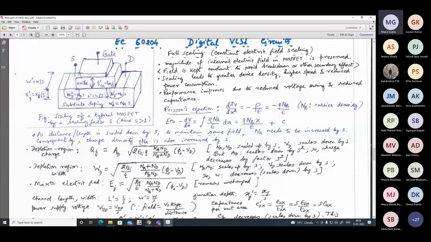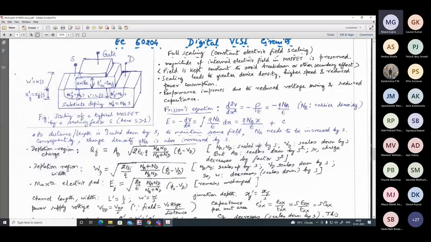Now, obviously, x will be replaced by x by S. And as you tend to keep E the same, obviously q you cannot change, epsilon you cannot change, but Na you can change. So you need to increase the doping density by a factor of S. With the advancement of fabrication technology and photolithography, x will become x by S after 2 years. So after 2 years, it is required that the doping concentration should be increased by a factor of S, right?